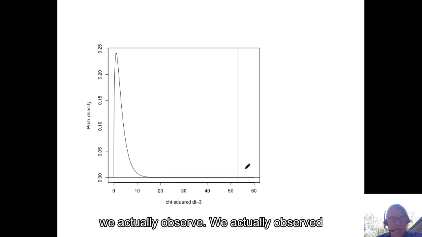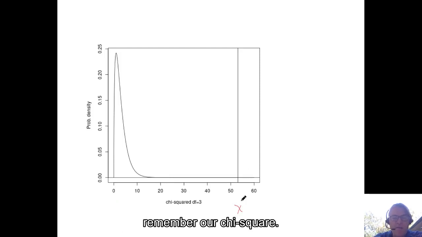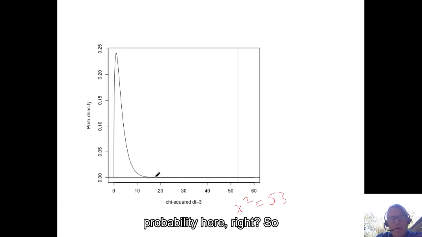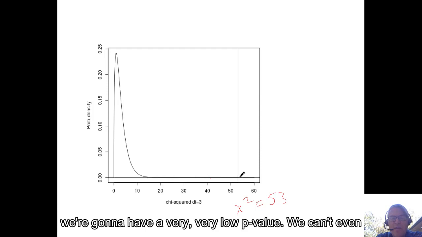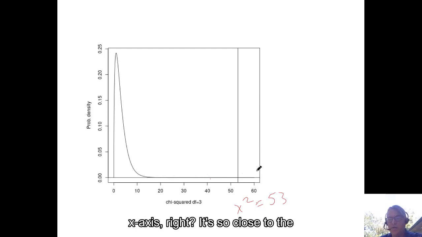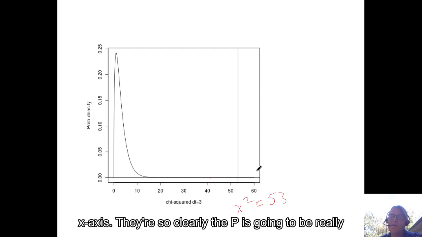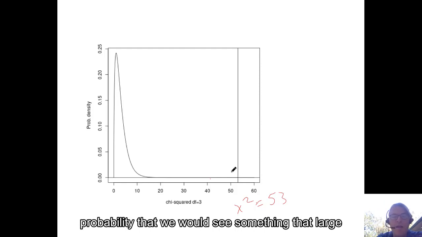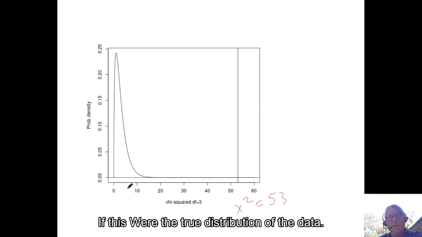Here's what we actually observed. Remember, our chi-square test statistic was around 53. So we can see just by plotting the chi-square null distribution out that there's not much probability here, so we're going to have a very, very low p-value. We can't even tell where the curve is hitting because of the x-axis. It's so close to the x-axis there. So clearly the p-value is going to be really tiny in this case, because there's not much probability that we would see something that large if this were the true distribution of the data.